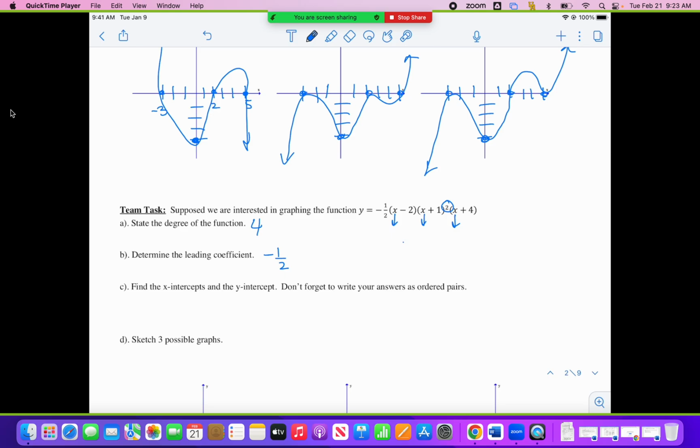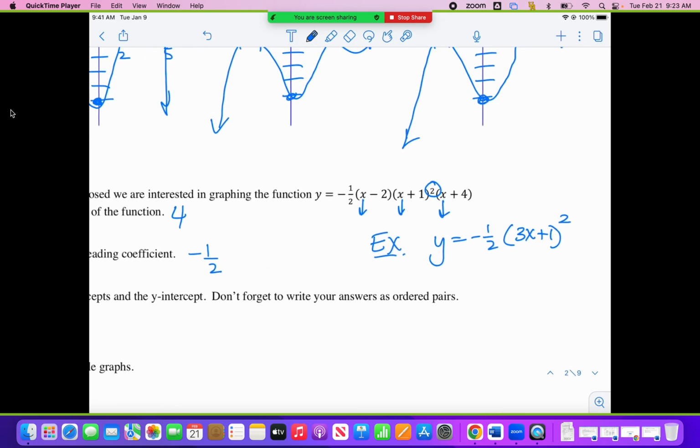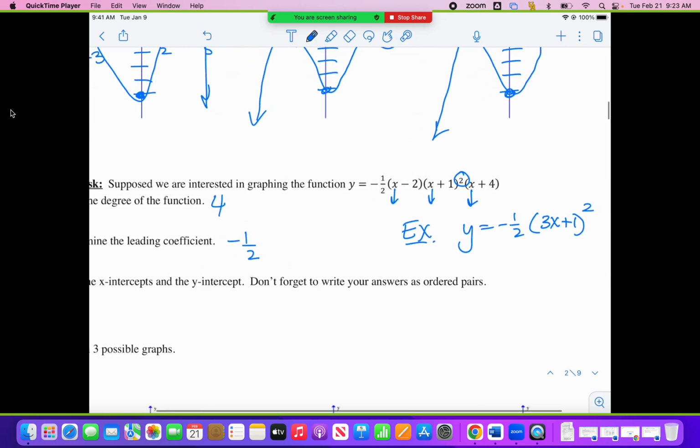Now, what if I had, let's say this, all right? What if I had y equals -1/2, and let's say I had 3x plus 1 squared. Can you write this down just so we can kind of talk about this is what you're checking for. If I want the leading coefficient, that's -1/2 times a 9, because that 3 is getting squared. So you have to pay attention to if there's something in front of the x inside the parentheses, okay?